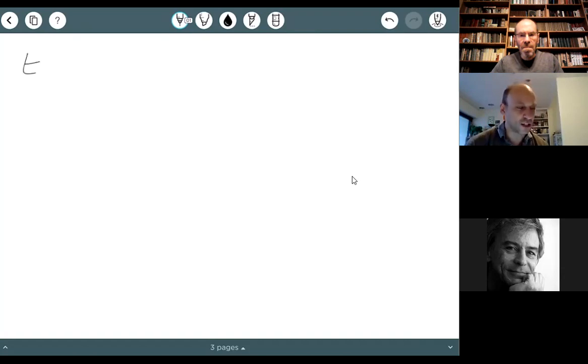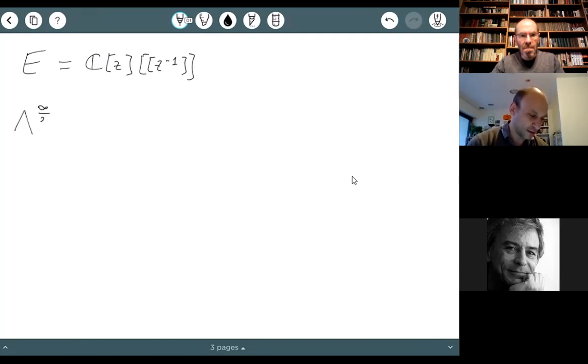So here's the infinite dimensional space E. It is the space of Laurent series in finite powers of z and possibly infinite in z inverse. And instead of the tensor, instead of the E wedge E, we will take a semi-infinite wedge of E. So this requires a definition.